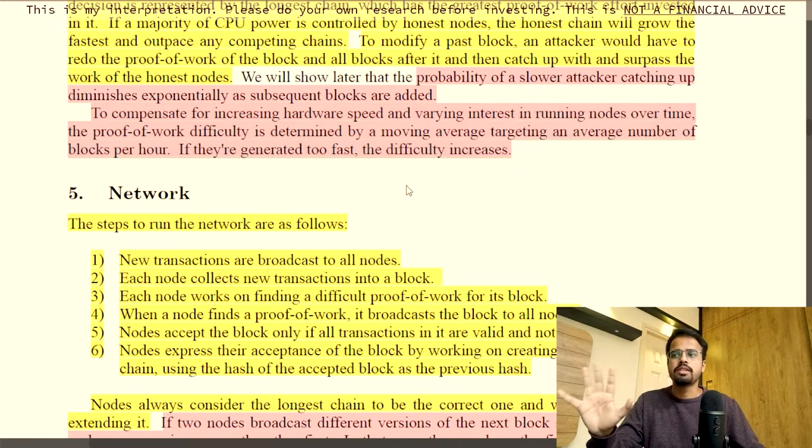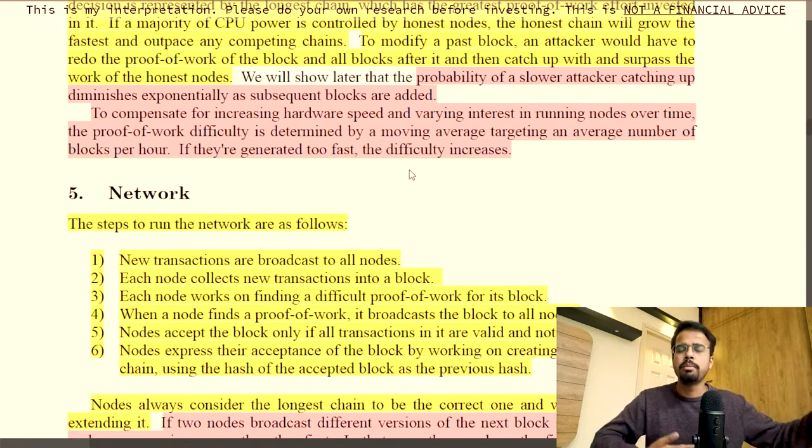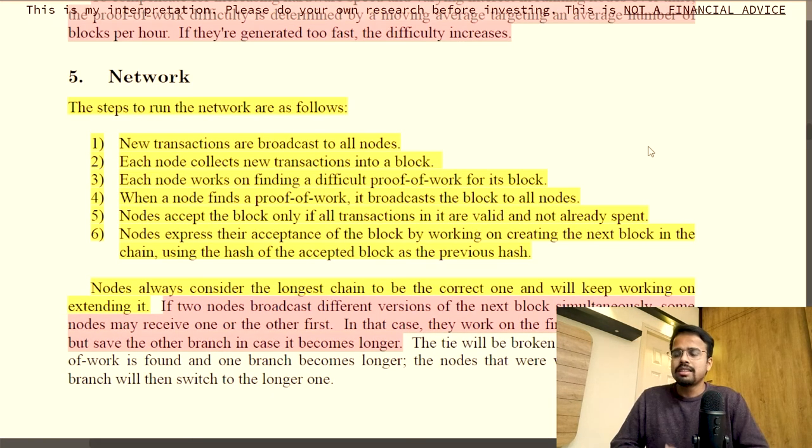That's how the system is coded to adjust. If blocks are generated too fast, the difficulty of finding new blocks increases by increasing the number of zeros. So this is a very simple, straightforward thing. There are steps given to run the network. Okay, the steps to run the network are as follows.